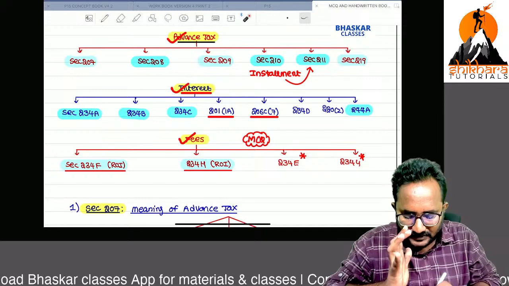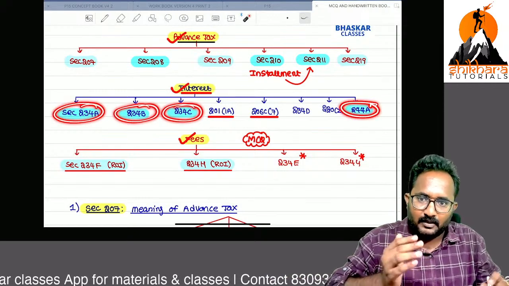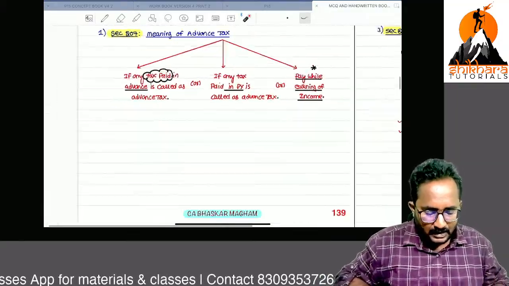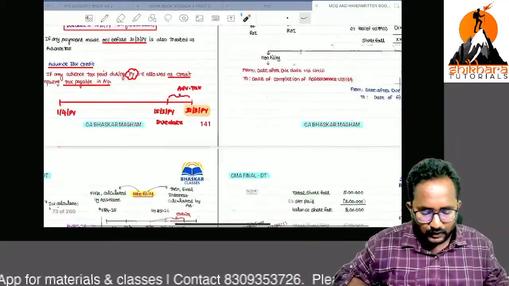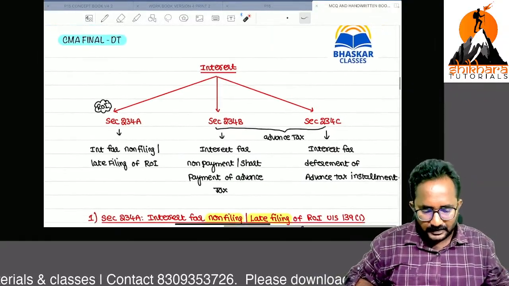But what provisions can we cover in this revision series? These four provisions along with the problems we can cover. Straight away, I want to start with 234A, 234B, 234C.